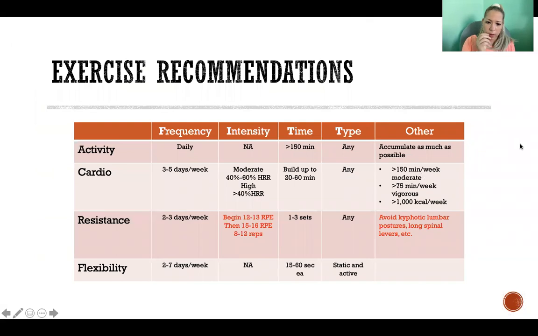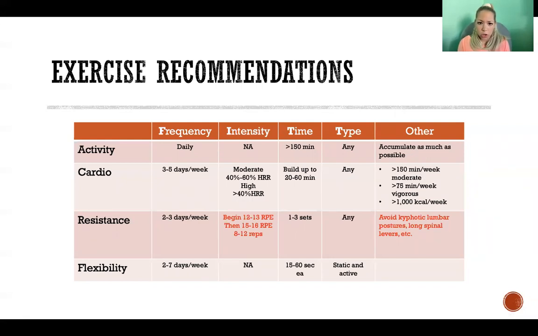So exercise recommendations, again, are similar to our normal healthy adult, but with less intensity on both the cardio and the resistance training than is normally recommended. And you want to avoid kyphotic lumbar postures because they cause long spinal levers. Kyphotic lumbar posture means essentially flattening the lumbar spine, or lumbar spinal flexion.